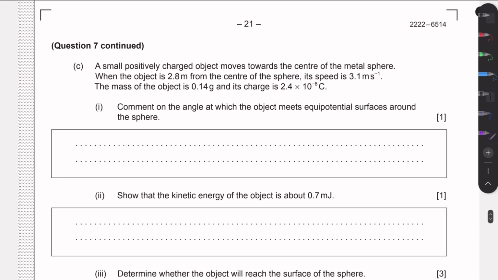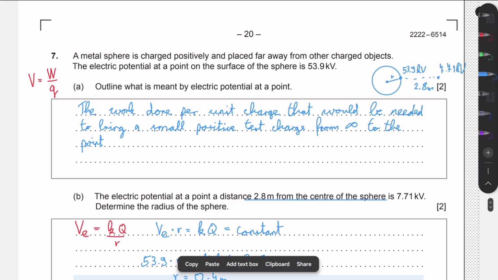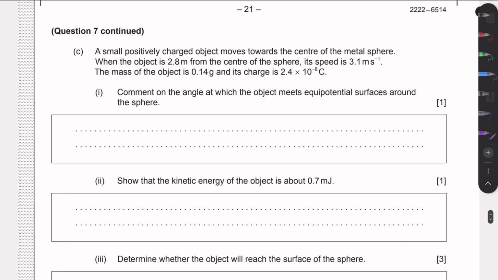And then part C, we are told that a small positively charged object moves towards the center of the sphere when it is 2.8 meters from the center of the sphere, so actually exactly at this point of potential we were talking about. It has a speed of 3.1 meters per second, and the mass of the object is 0.14 grams, and we're given the charge as well. Firstly, we need to comment on the angle at which the object meets the equipotential surfaces.